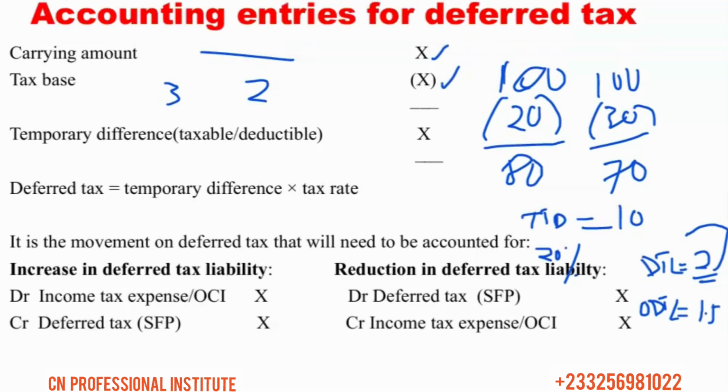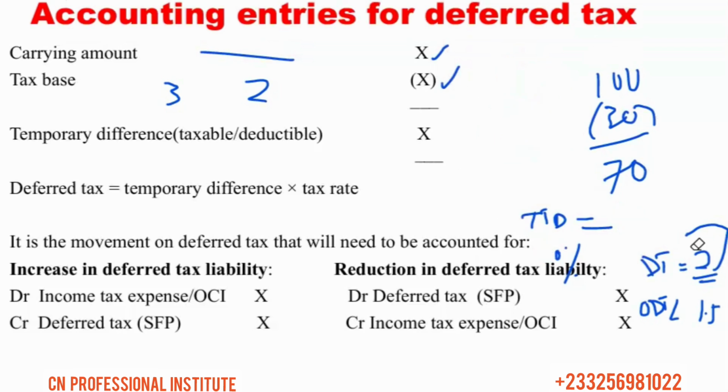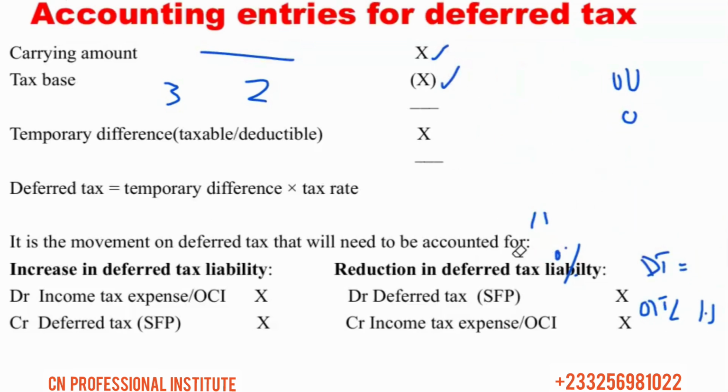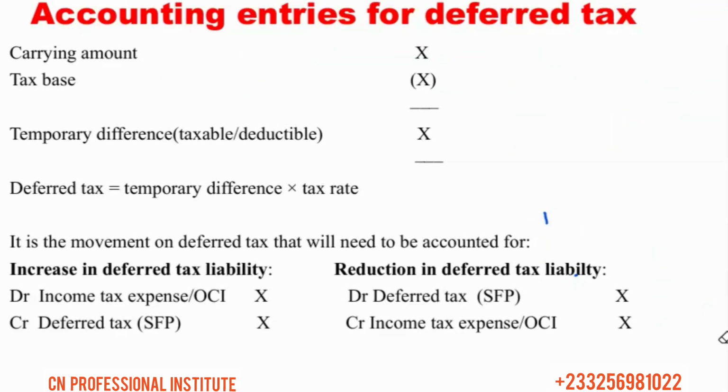Okay, so that's the explanation that we have here. It says when you have an increase in deferred tax liability, we should debit income tax expense, right? So be very careful. It is the movement on deferred tax that will be accounted for. It's the movement. Okay, good. So you debit if deferred tax liability has gone up, and we should debit income tax expense and then credit deferred tax in the statement of financial position.